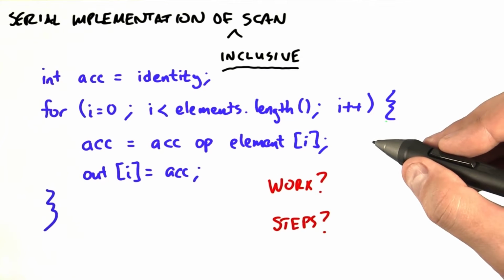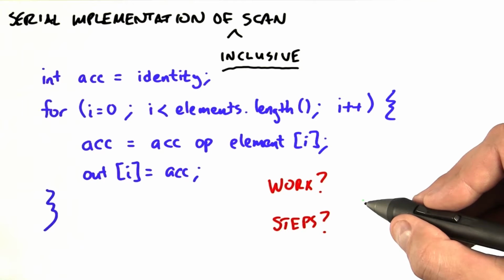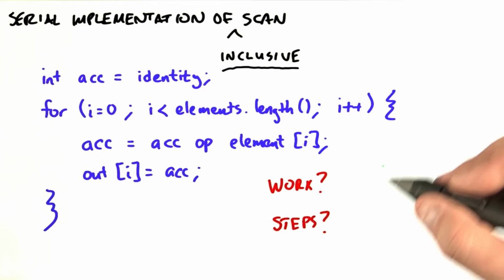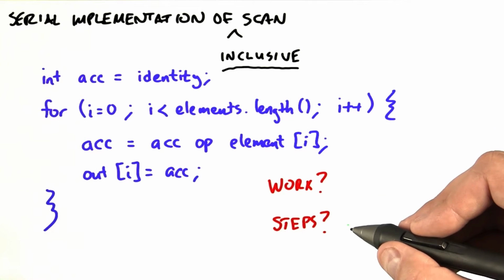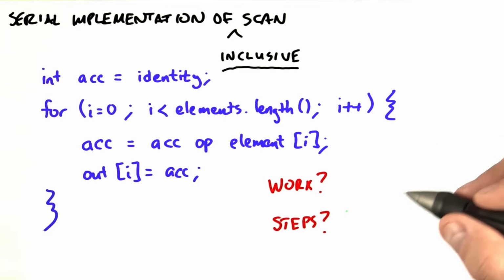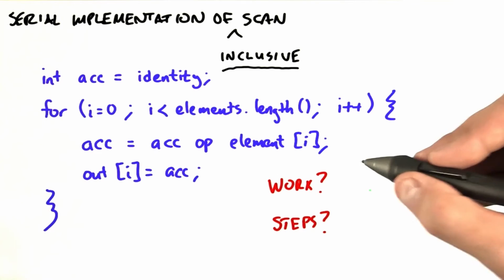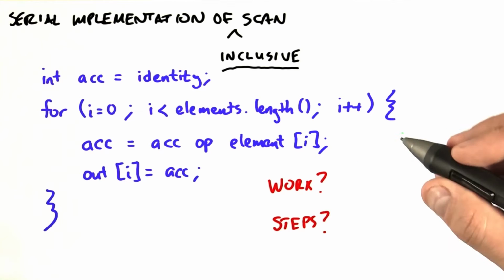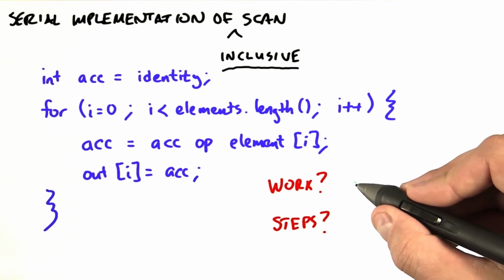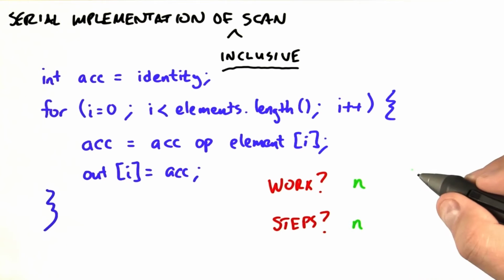Let's analyze this algorithm. What we want to know is, how much work is it going to take for us to complete this algorithm? How many operations are we going to do? And how many steps is that going to take? So the analysis is straightforward. For either flavor, inclusive or exclusive, for each of the n iterations of the loop, we take one step and we do one operation. Thus, we require n operations to complete the algorithm, and we also require n steps.